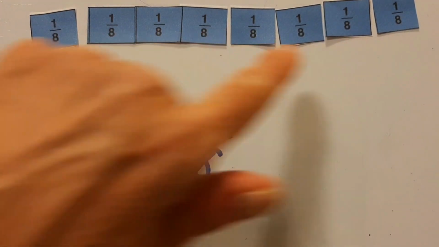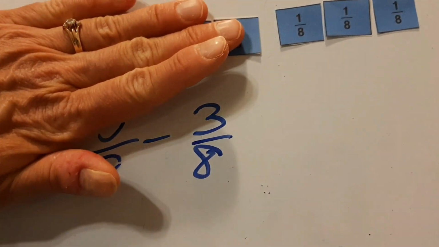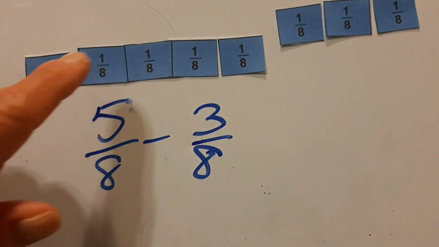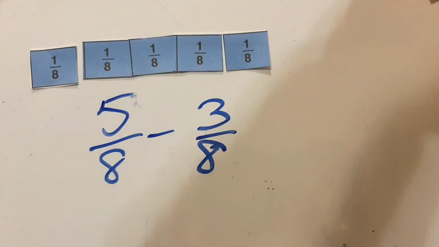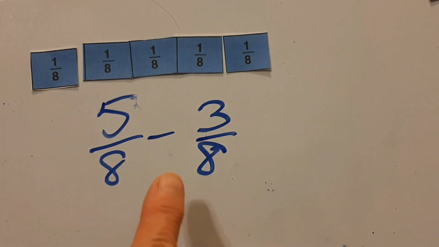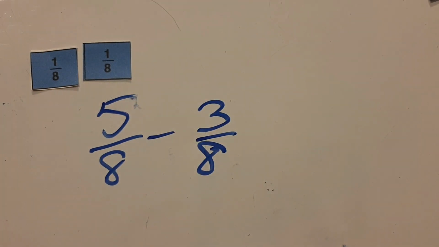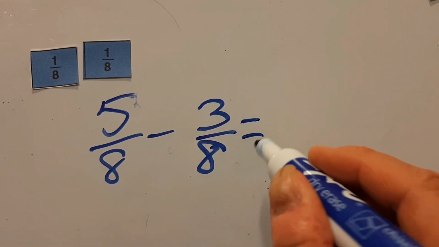And up here I have 8/8. Well, let's get out 5/8. That's 1, 2, 3, 4, 5/8. I'm going to move these out of the way. Now I want to take away 3/8. So if I take 3/8 away, what do I have left? Well, I have 2/8, right?